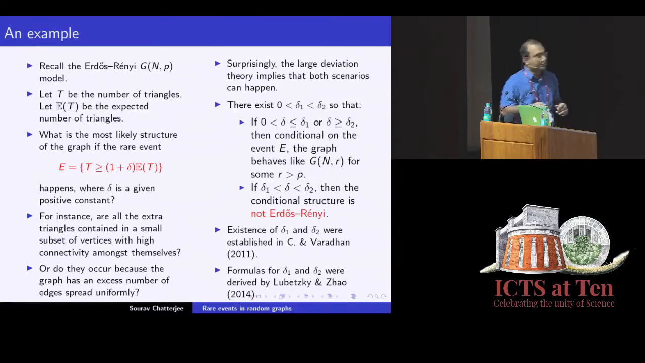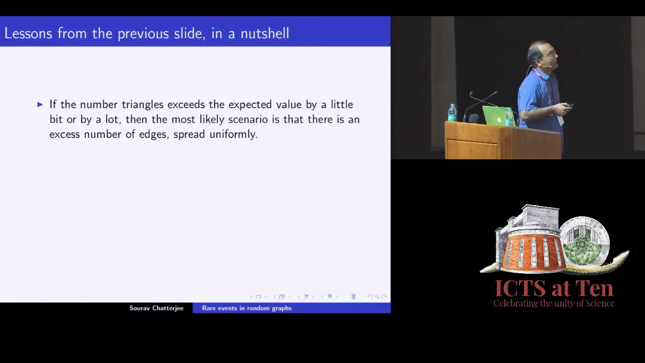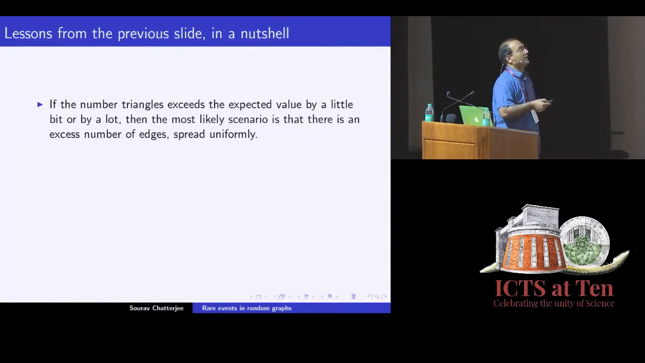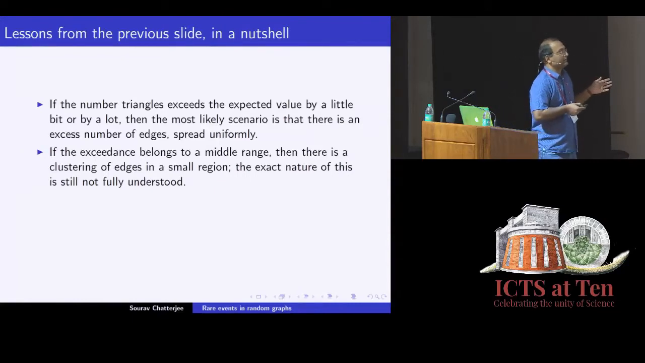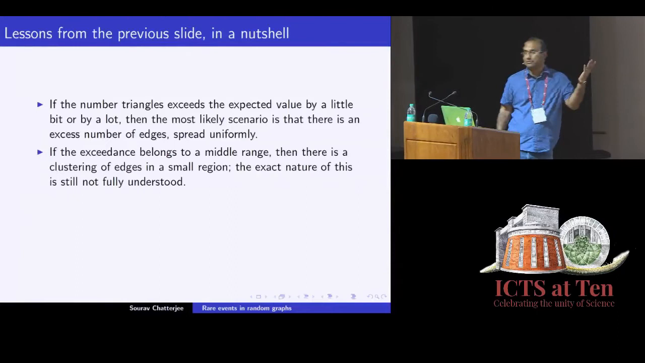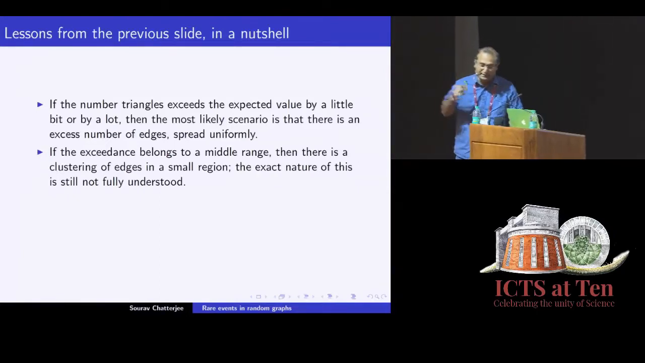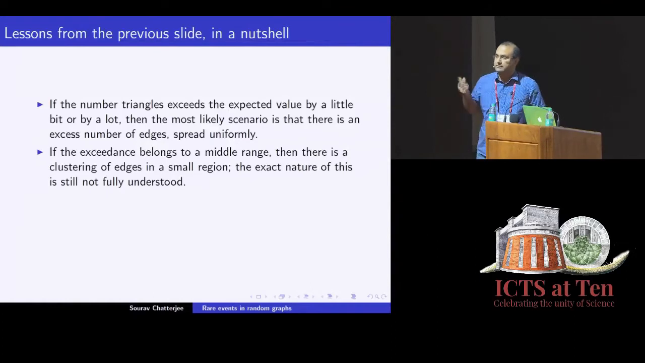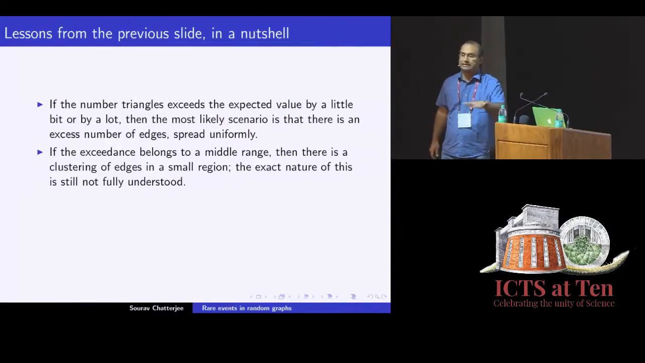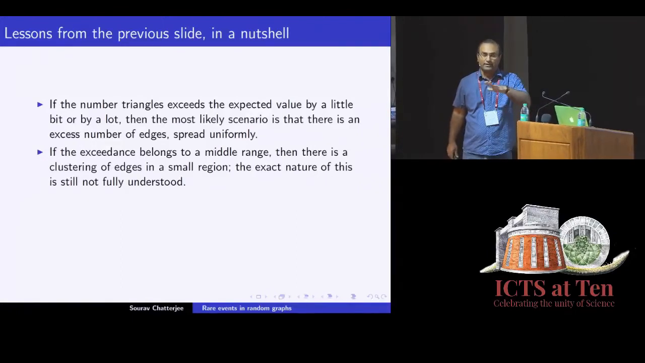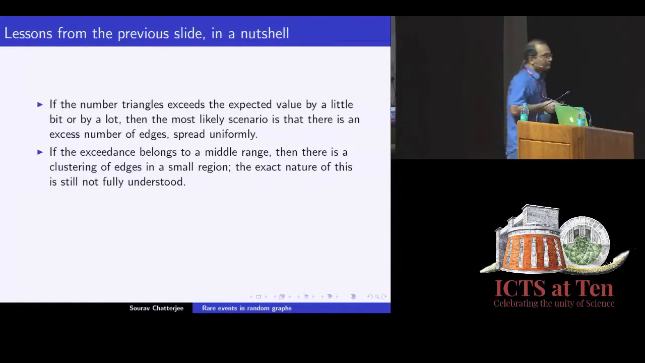To summarize: if the number of triangles exceeds the expected value by a little bit or by a lot, then the most likely scenario is that there is an excess number of edges spread uniformly. On the other hand, there is a middle range in which there is a clustering of edges in some small region. We still don't understand what it is, but it can be rigorously shown that it is not like an Erdos-Renyi graph. When I say it is not like an Erdos-Renyi graph, this can all be made precise in the language of graph limits that I mentioned a little while ago. So there is a mathematical language now in which you can express this.